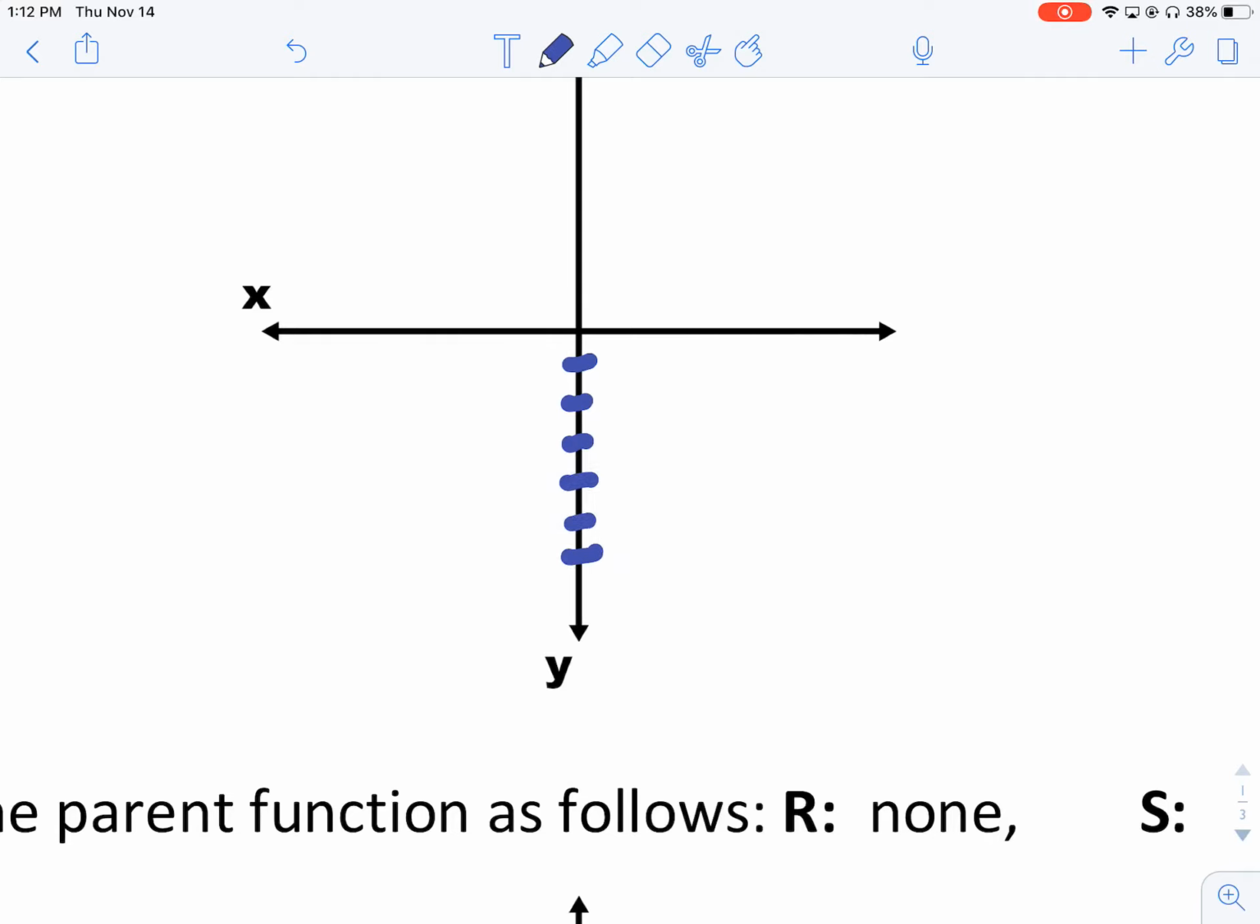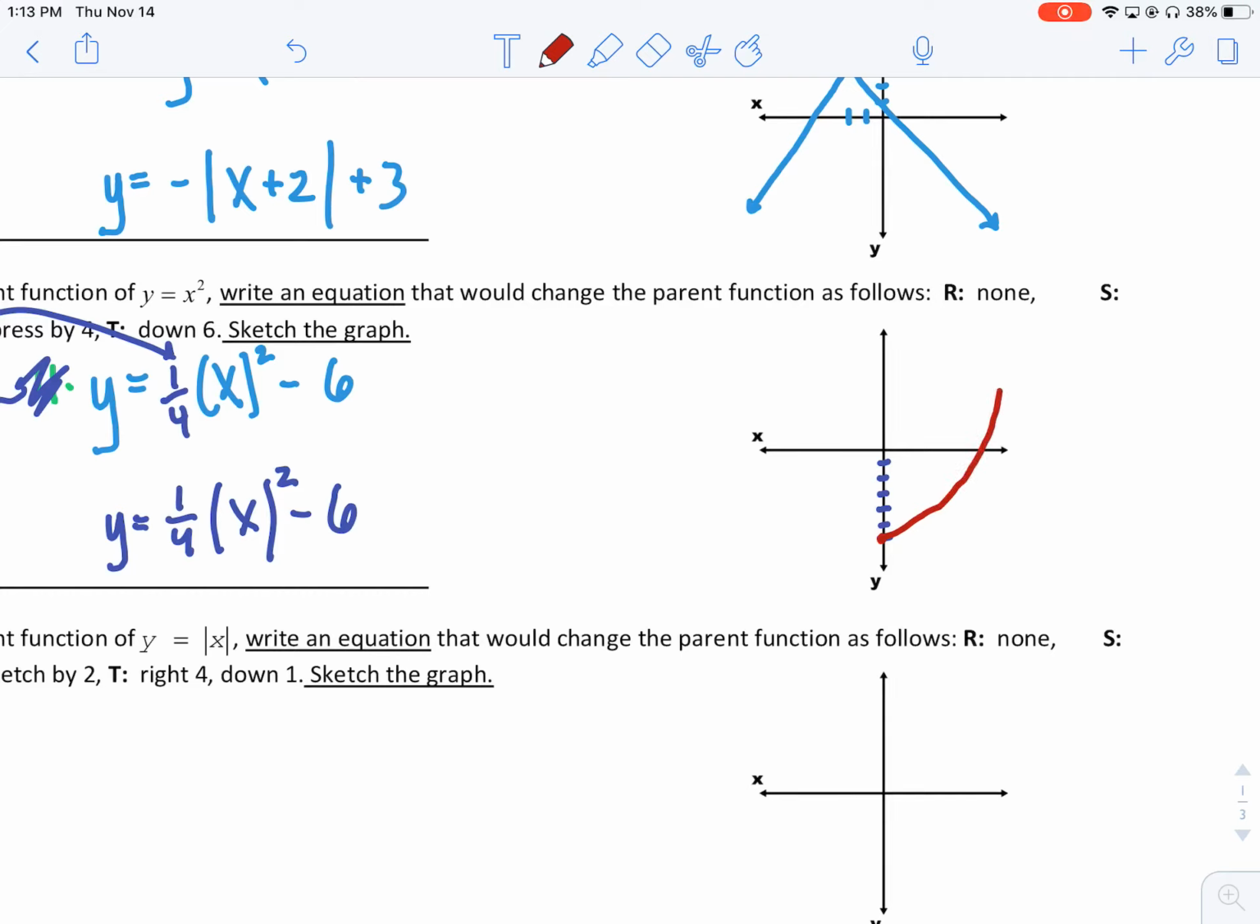All right, so we got a parabola, and it's going to be a wide parabola. I won't make any comments.